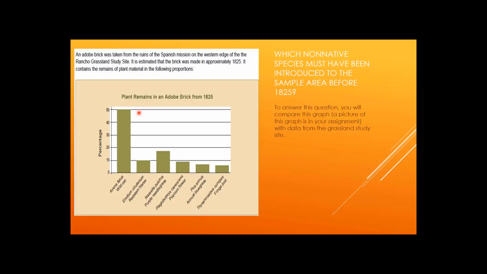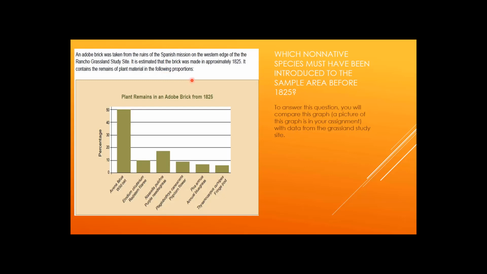So now we're into plant remains. So we're looking at an adobe brick from 1825. An adobe brick was taken from the ruins of a Spanish mission on the western edge of the Rancho Grassland study site. It is estimated that the brick was made approximately in 1825, and it contains the remains of plant material in the following proportions.